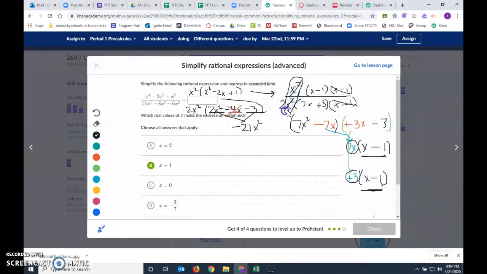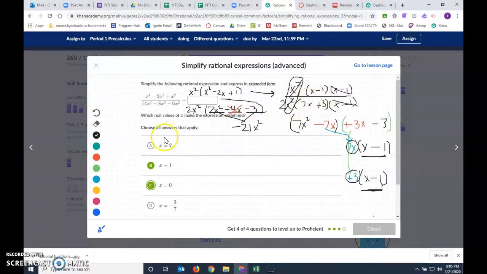The x squareds completely go away. Well, you can ask yourself, what value of x do you have to plug in to make x squared equal to 0? Well, it's just when x is 0, right? If I plug in 0 for this and square it, it gives me 0. So that means there's also a hole in the graph at x equals 0.